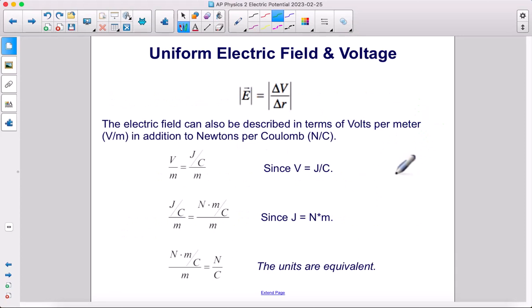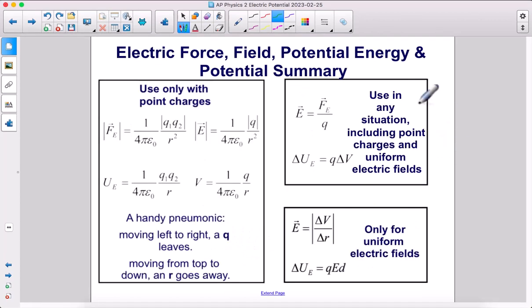Let's go over units. The electric field can also be described in terms of volts per meter, in addition to newtons per coulomb, which we've used previously. So you can see here that voltage is in volts, distance is in meters. So volts per meter is another unit you might see for electric field. These units are equivalent. Here's a summary of all of the equations we've learned so far.